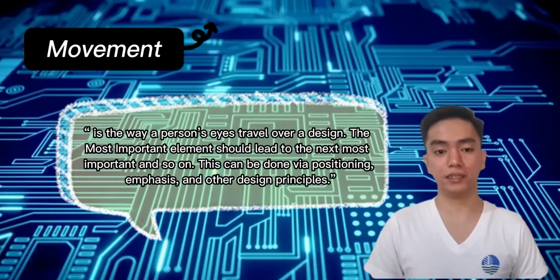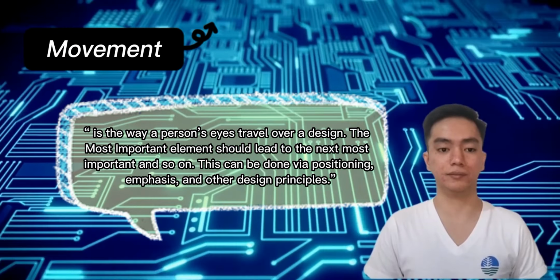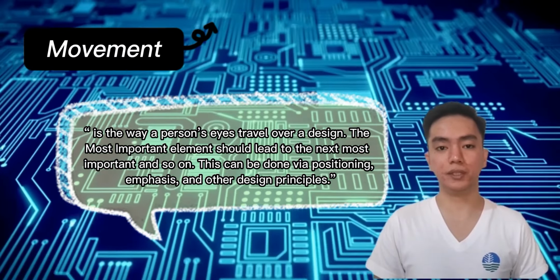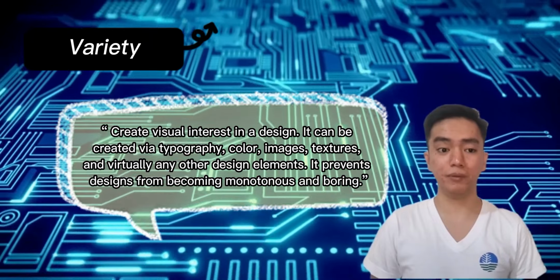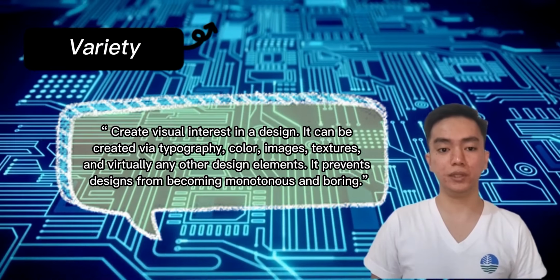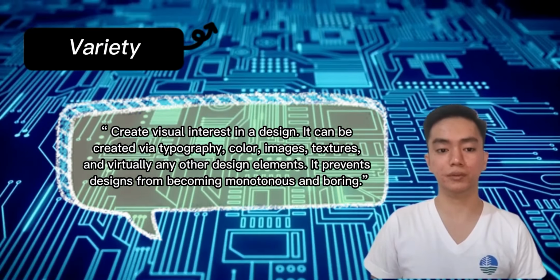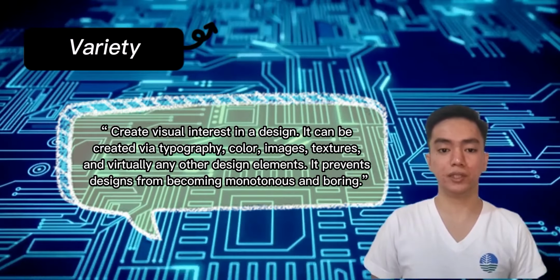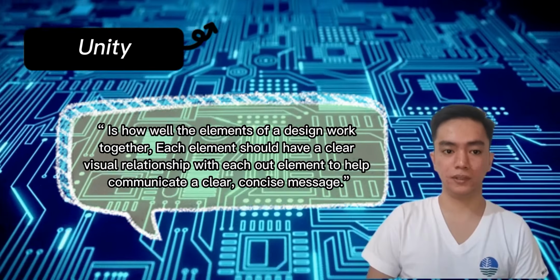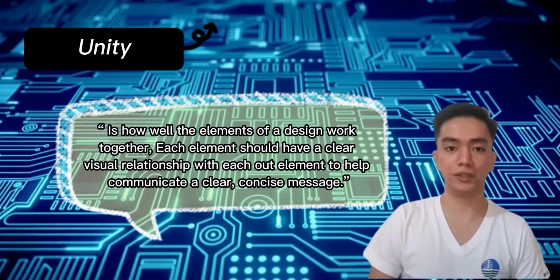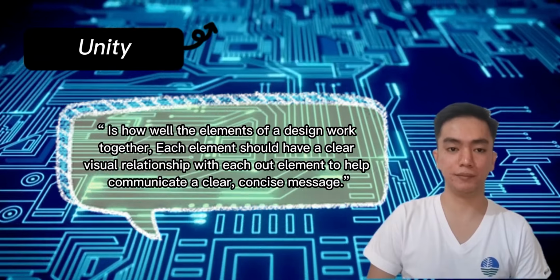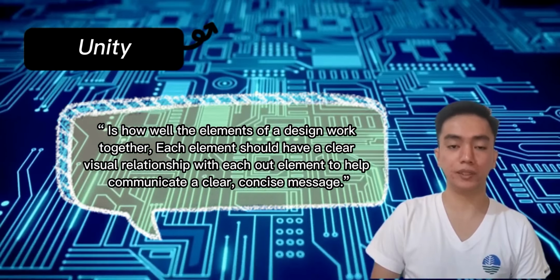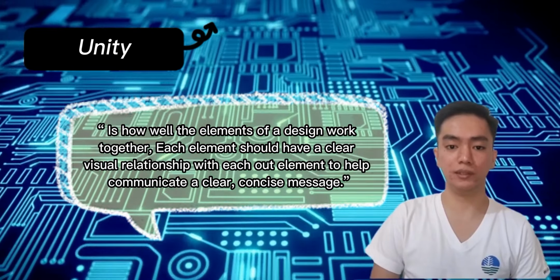Number 10, movement. It refers to the path that the viewer's eye takes through a composition. Movement in a composition creates interest and dynamism that keeps the viewer engaged. Number 11, variety. It is about creating visual interest that will keep viewers engaged with your design. Holding their attention and guiding them through the composition will create a powerful user experience. Number 12, unity. It is the harmony produced by all the elements in a design piece. It guides the designer on how to best leverage all the other principles to present a composition that is both harmonious and whole.